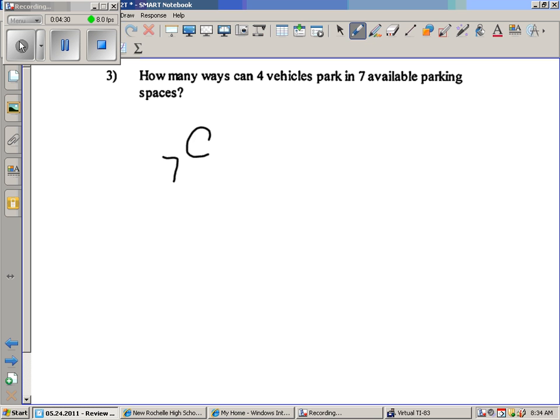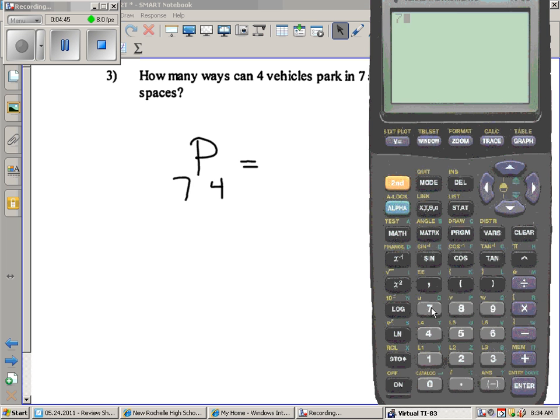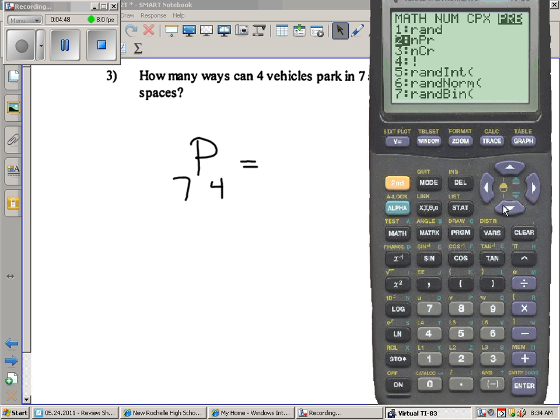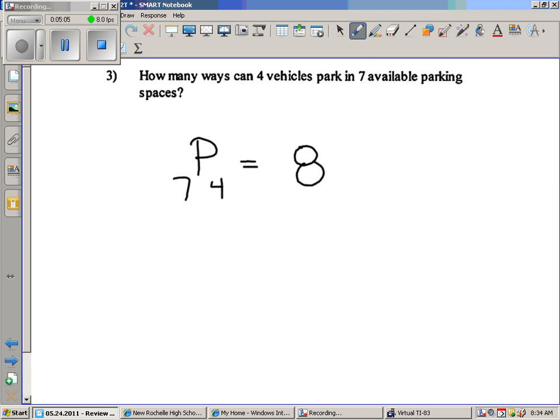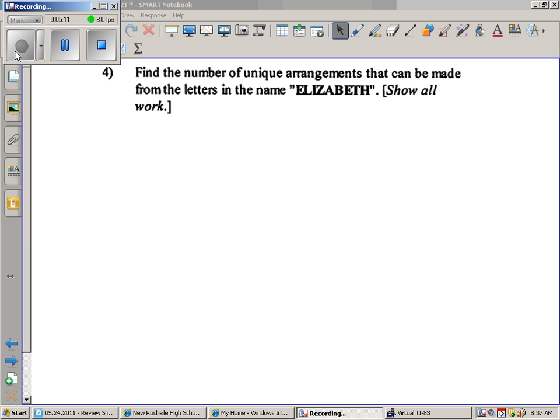How many ways can 4 vehicles park in 7 available spots? It's tricky, but it happens to be, I'm sorry, it's not a C, it's a P. 7P4. That's it. Seven P4 is 840. That's it. Guys, remember the word problems?